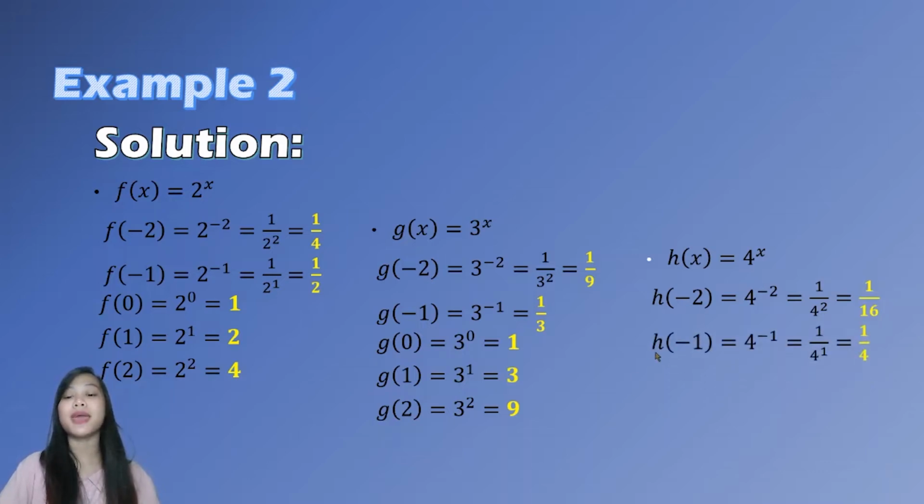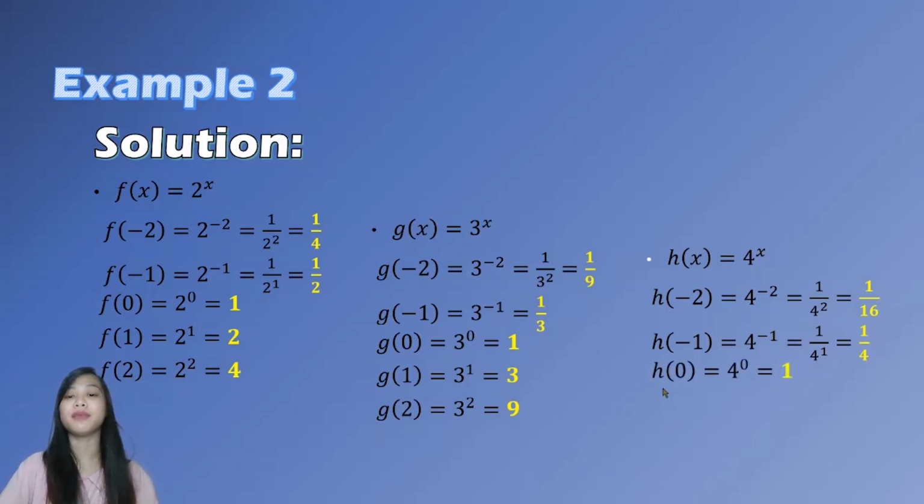Next, let's have h of negative 1. So h of negative 1 is equal to 4 raised to negative 1, which is equal to 1 over 4 raised to 1. Of course, this 4 raised to 1 is also equal to 4. So we have 1/4.